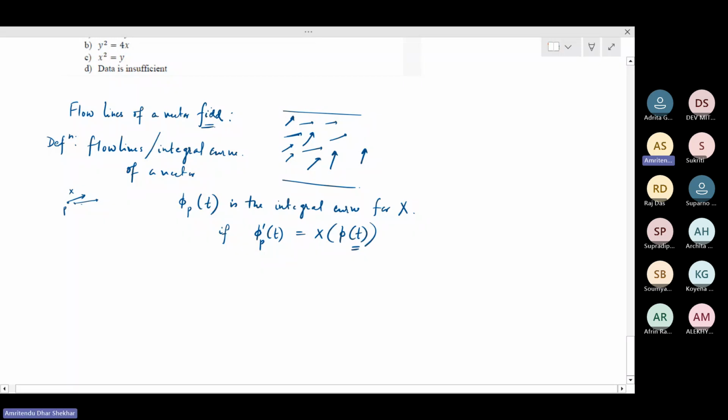So what does this mean? It means that, so this is your curve, and phi'(T) is basically the tangent vector to that curve. So what you're saying is that the tangent vector to the curve is basically equal to the value of the vector field at that particular point.